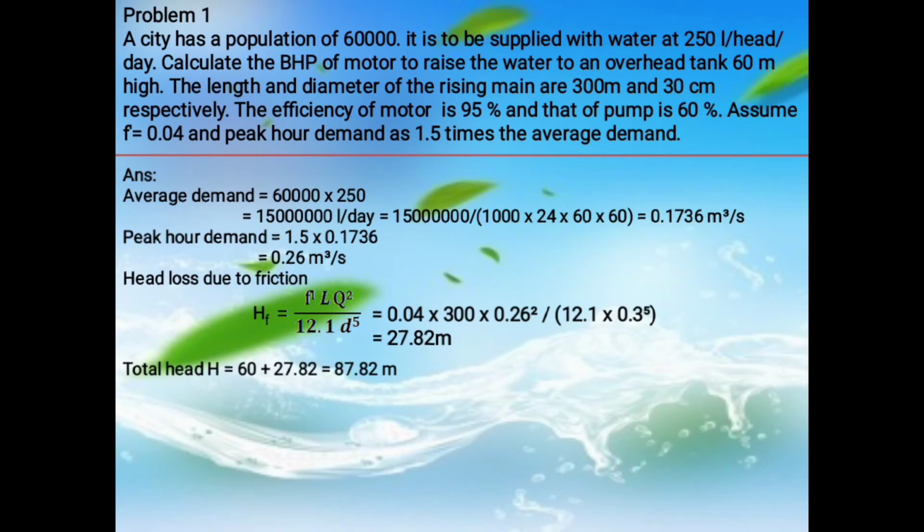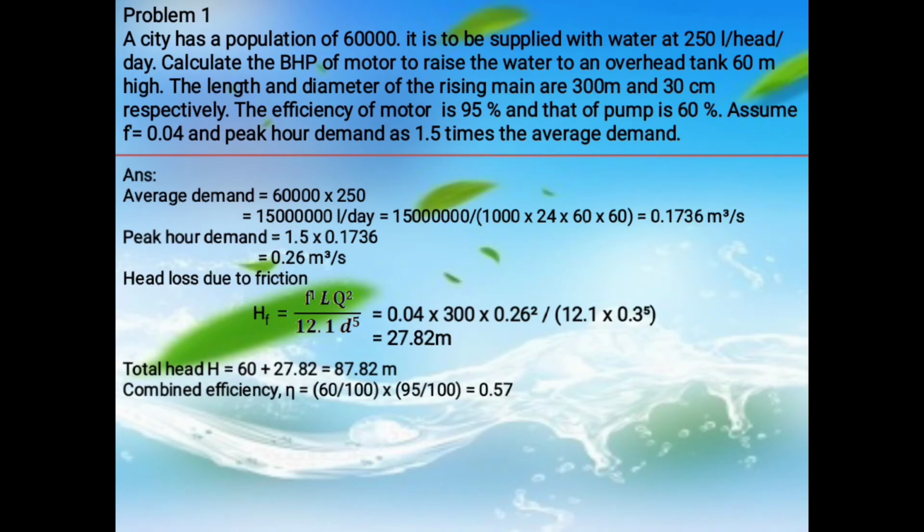And therefore, the total head H equal to 60 plus, in the question given, to calculate the BHP of motor to raise the water to an overhead tank 60 meters high. That is HS plus HD equal to 60 meter. Therefore, total head H equal to 60 plus head loss due to friction, that is 27.82. Sorry, total head H equal to 60 plus 27.82, that equal to 87.82 meter.